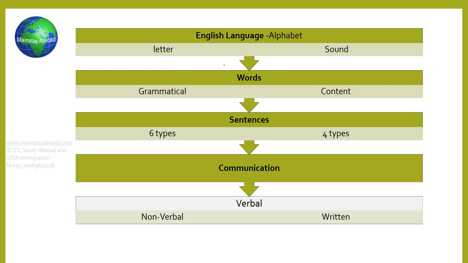Now understand what we have studied. English starts with the alphabet, so we have the letter alphabet and the sound alphabet. Then we have words: one is grammatical words and the other is content words. Then we have sentences: 6 types of sentences and 4 types of sentences. Then we have communication, 3 types: verbal communication, non-verbal communication, and written communication. Am I right?